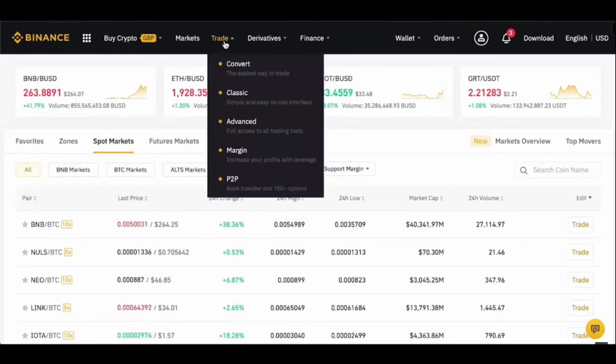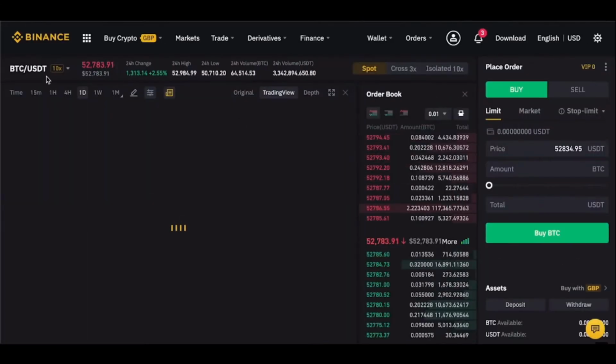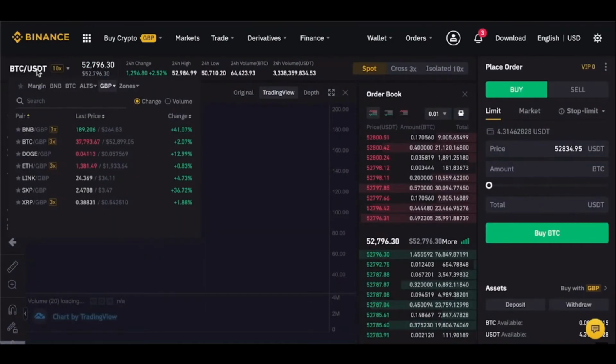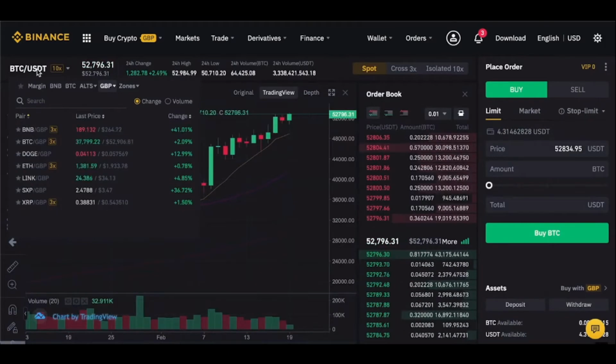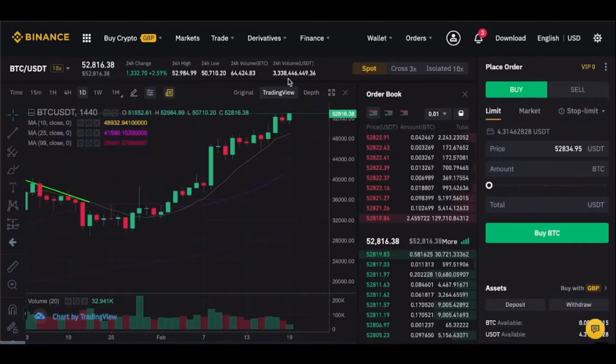I'm actually going to come into the professional trading suite right here, click on advanced, and I'm going to choose Bitcoin against USDT. USDT is a stable coin, meaning that it's a cryptocurrency that actually derives its value from a fiat currency, in this case the US dollar.